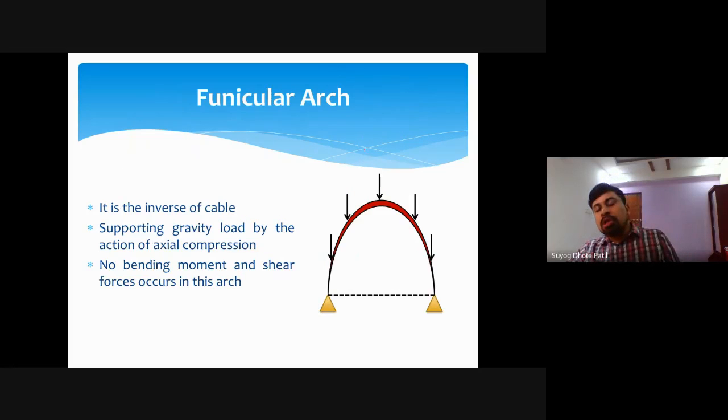Now if we think about arches, there are basically two types of arches: the funicular arch and the parabolic arch.